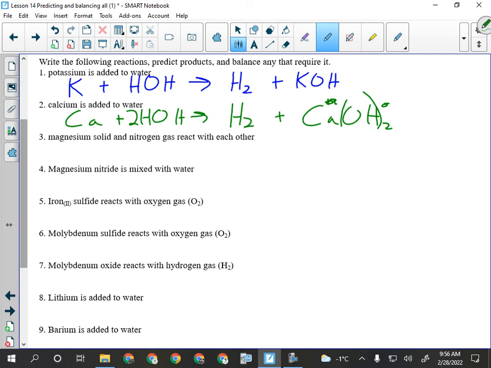What's the trick in the next one? It says I have magnesium solid, which is just Mg, and nitrogen gas. What does that look like? N2. That's one of those I've got to remember. If I'm putting elements in, I need to check to see if they're special or not. Magnesium's not, nitrogen is. That's going to be a synthesis reaction where magnesium and nitrogen go together. That's an ionic compound. This is a -3, this is a +2. Drop and swap.